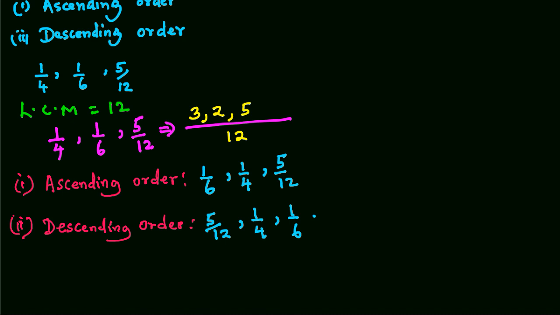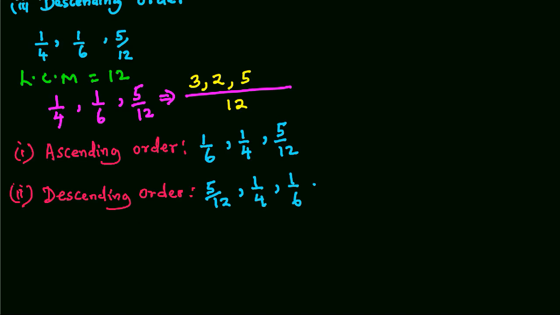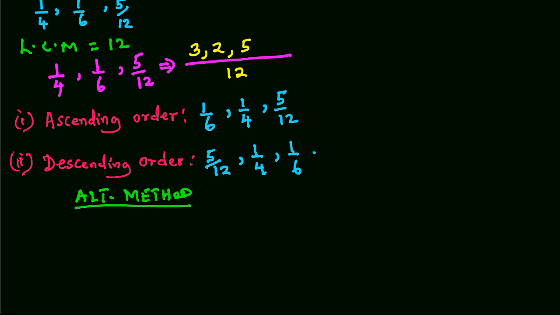Another alternative way is to convert each fraction to a percentage. So in that case, we are going to have an alternative method. So we convert each fraction to a percentage. So a quarter will be 25%.